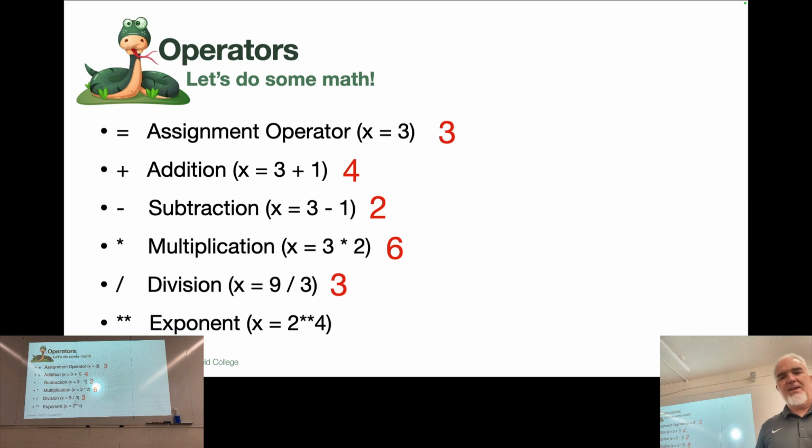There's one more, and now we're getting a little bit out of maybe our comfort zone, right? This is an exponent, and you would read this 2 to the power of 4, which means 2 times 2 times 2 times 2, right? So x is equal to what? 16. All right, so those are the easy ones.